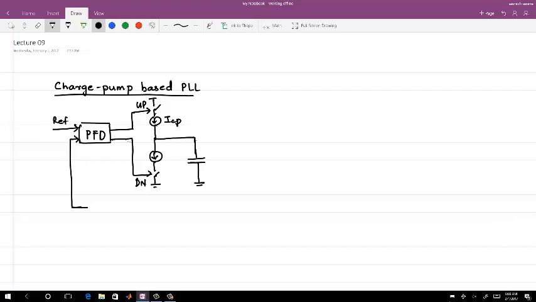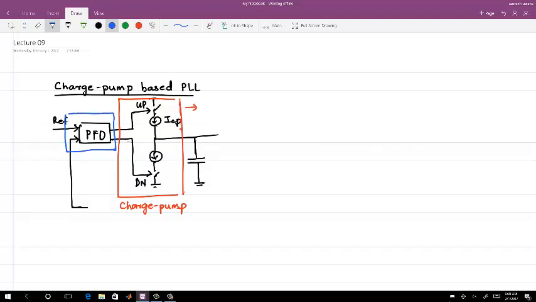Now let me partition this in a different way. Whatever you are seeing on this side is a part of the filter. You can call it loop filter, integrator, and all those things will come on this side. This box itself is the charge pump. And the phase frequency detector only gives me error which is pulse width modulated.